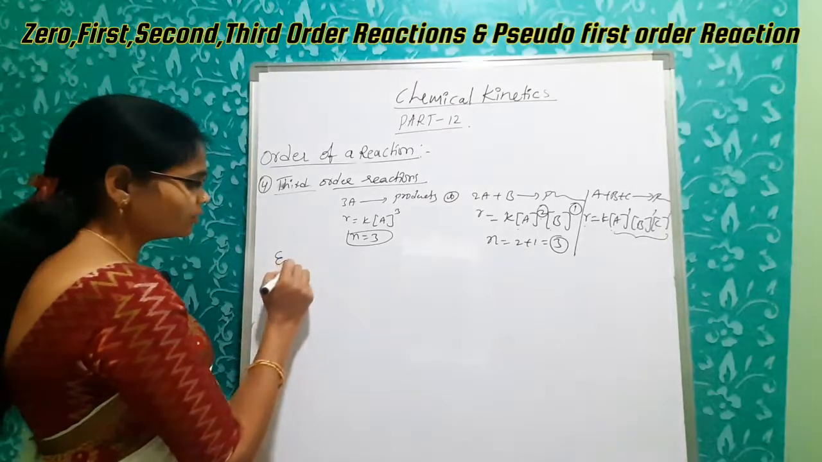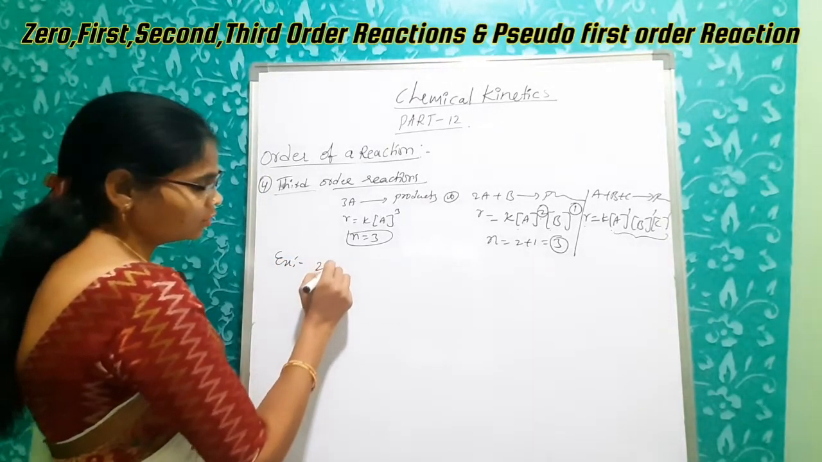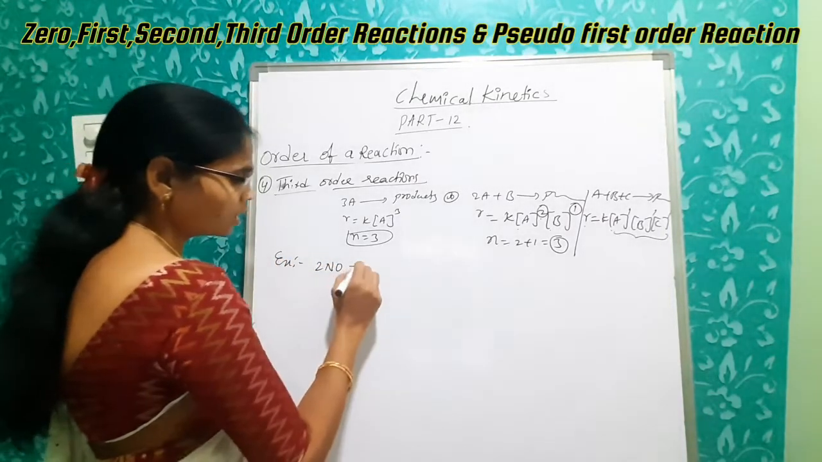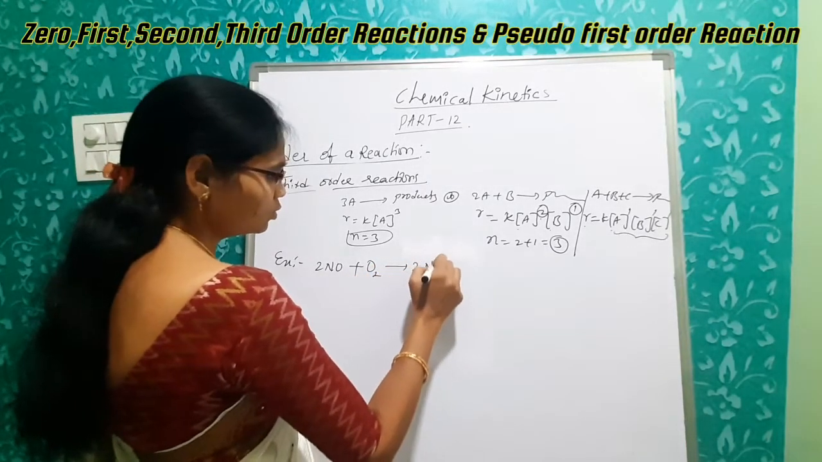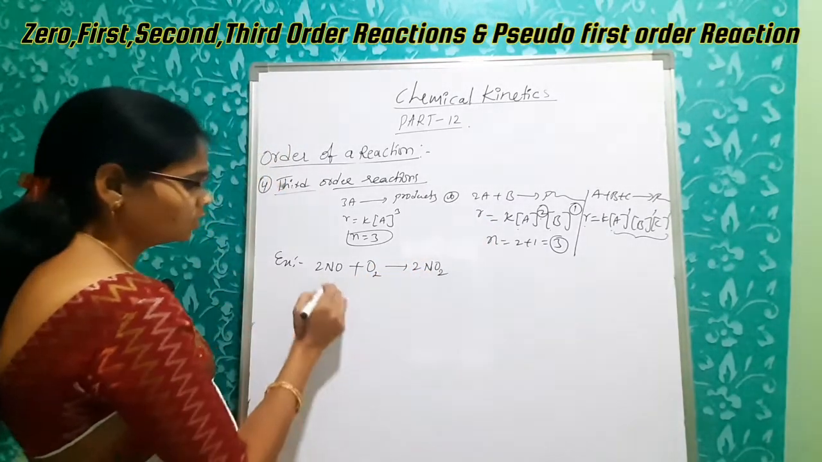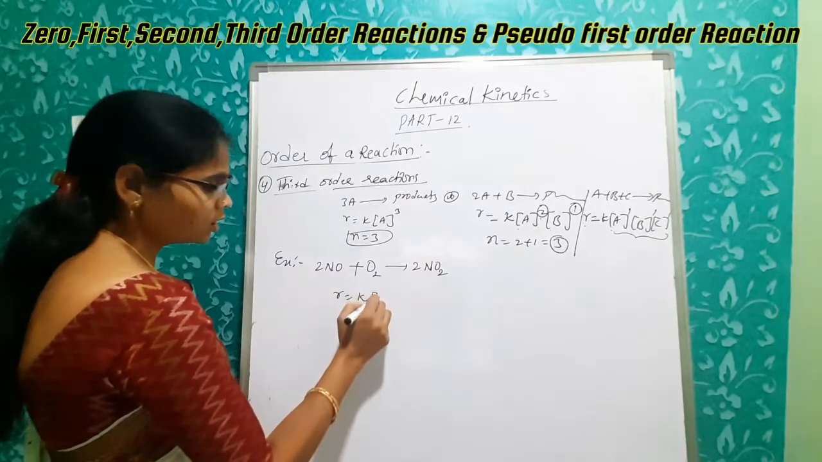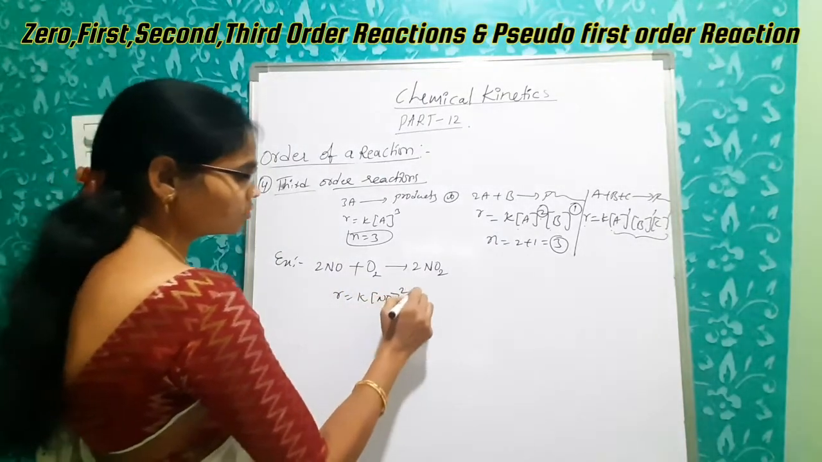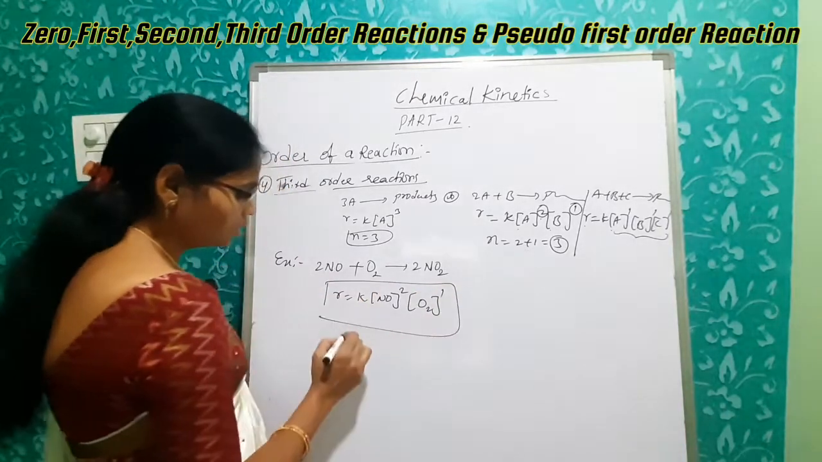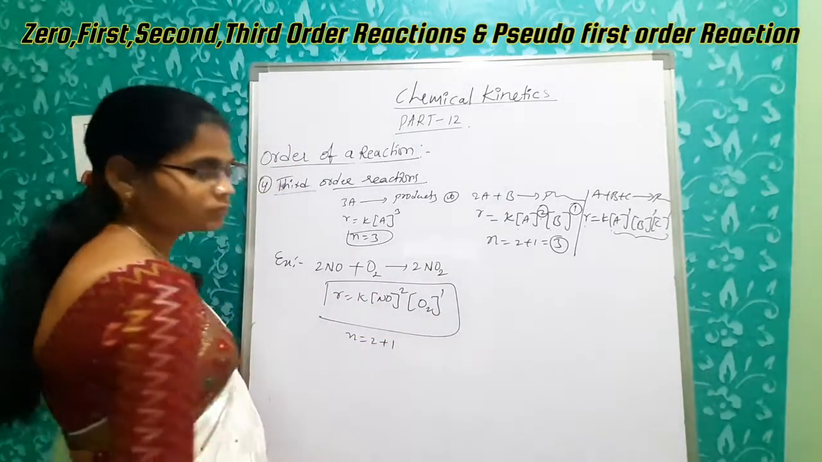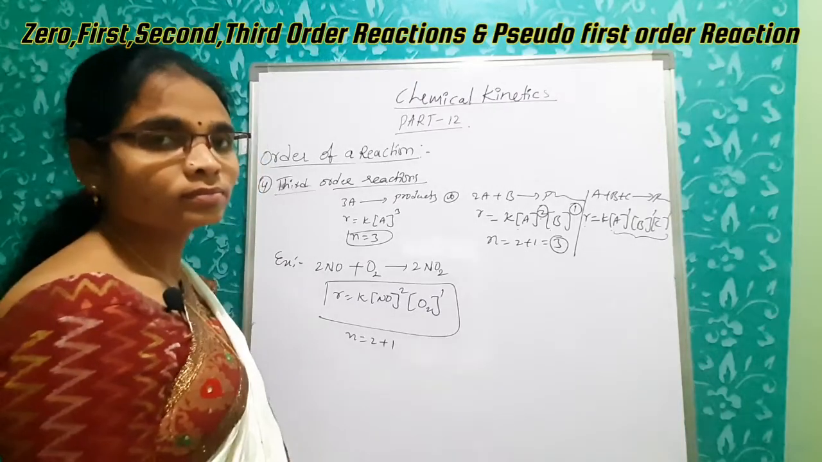So write down an example. Well known example, 2 moles of nitric oxide reacts with O2 to give 2 moles of NO2. So here R is equal to K into concentration of NO power 2, concentration of O2 power 1. So here 2 plus 1, third order reaction. Okay.